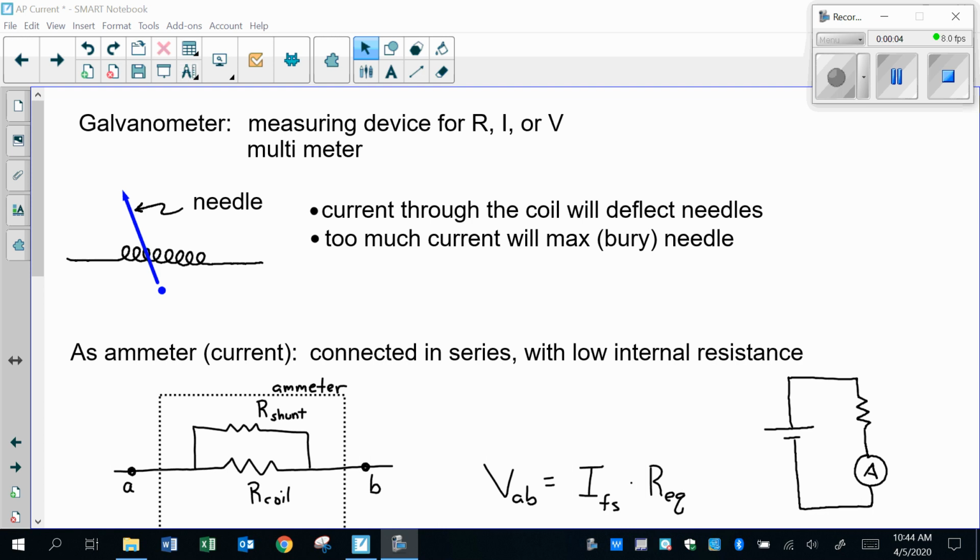Hello everybody. Today we're going to finish up our entire chapter on circuits and current, and this should get us through everything that is expected to be on the AP exam.